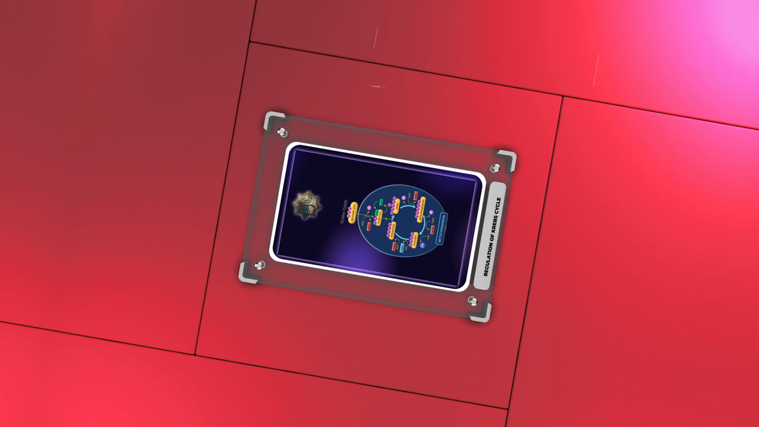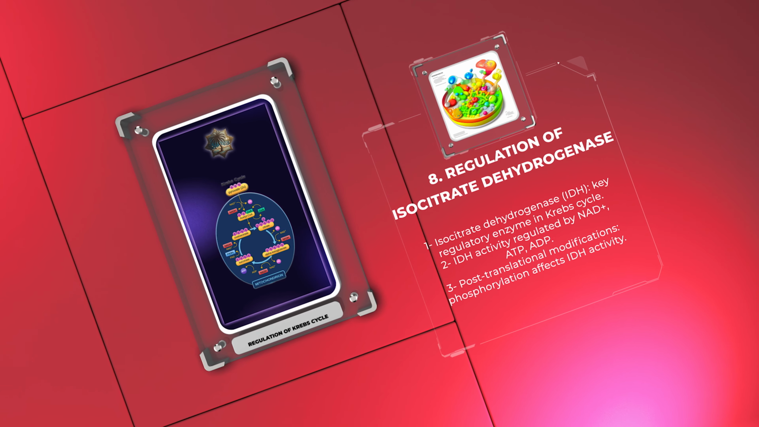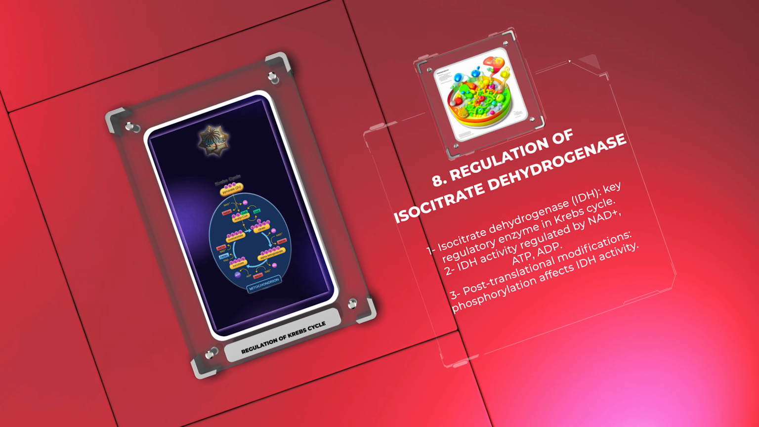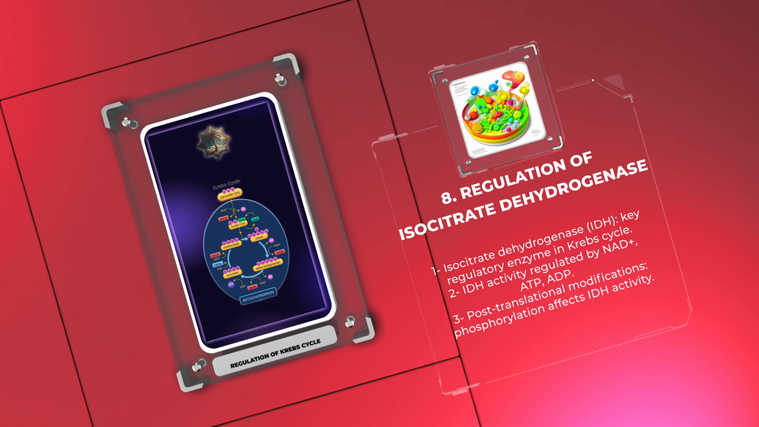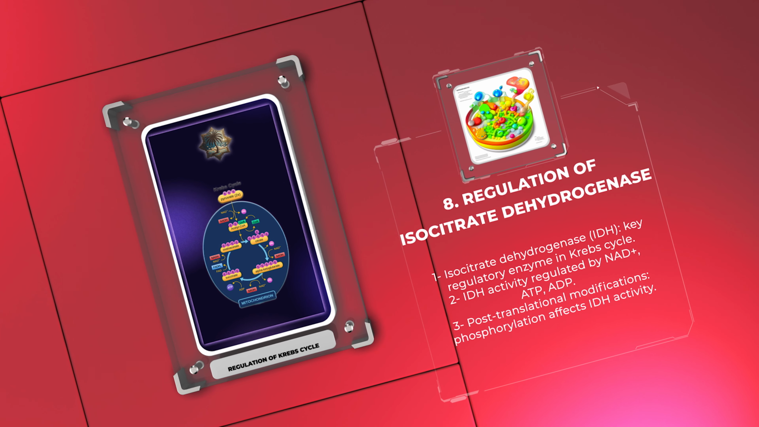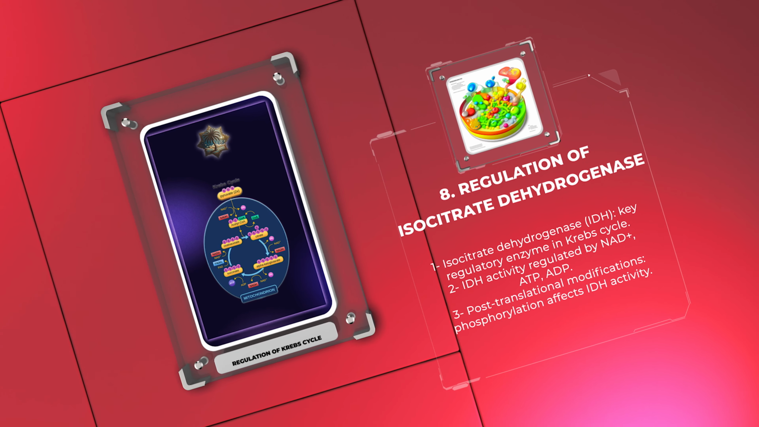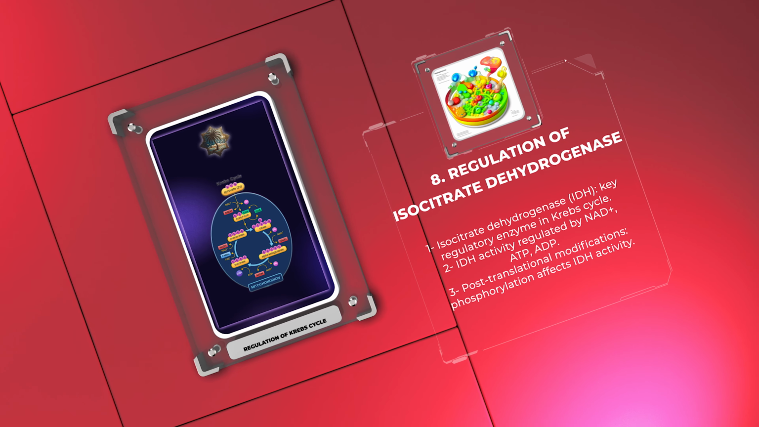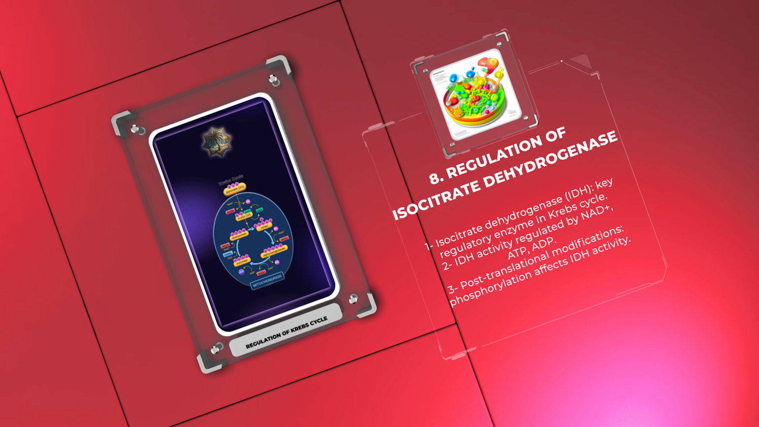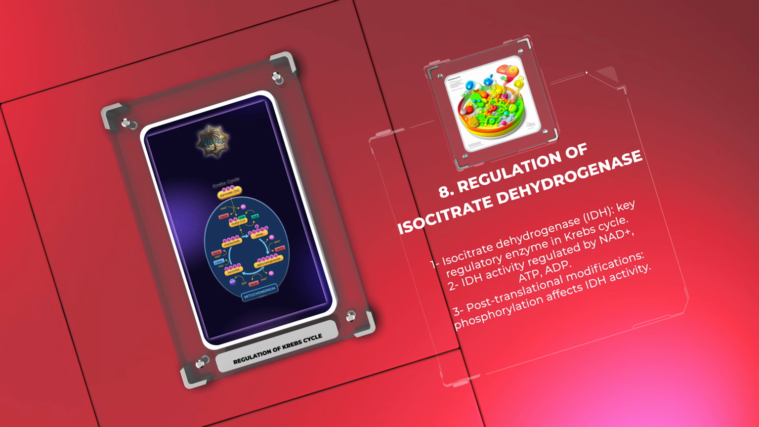Isocitrate dehydrogenase, IDH, is a key regulatory enzyme in the Krebs cycle. IDH activity can be modulated by multiple mechanisms, including allosteric regulation by NAD+, ATP, and ADP. Additionally, IDH is subject to post-translational modifications such as phosphorylation, which further affects enzyme activity. The regulation of IDH ensures the precise control of alpha-ketoglutarate production and NAD/NAD+ ratios.